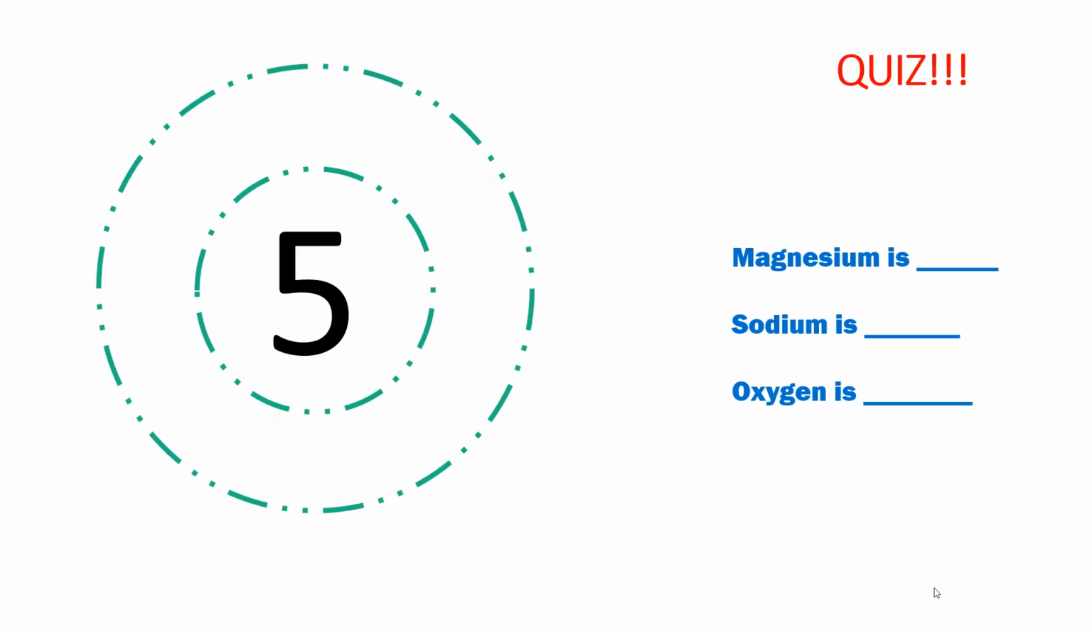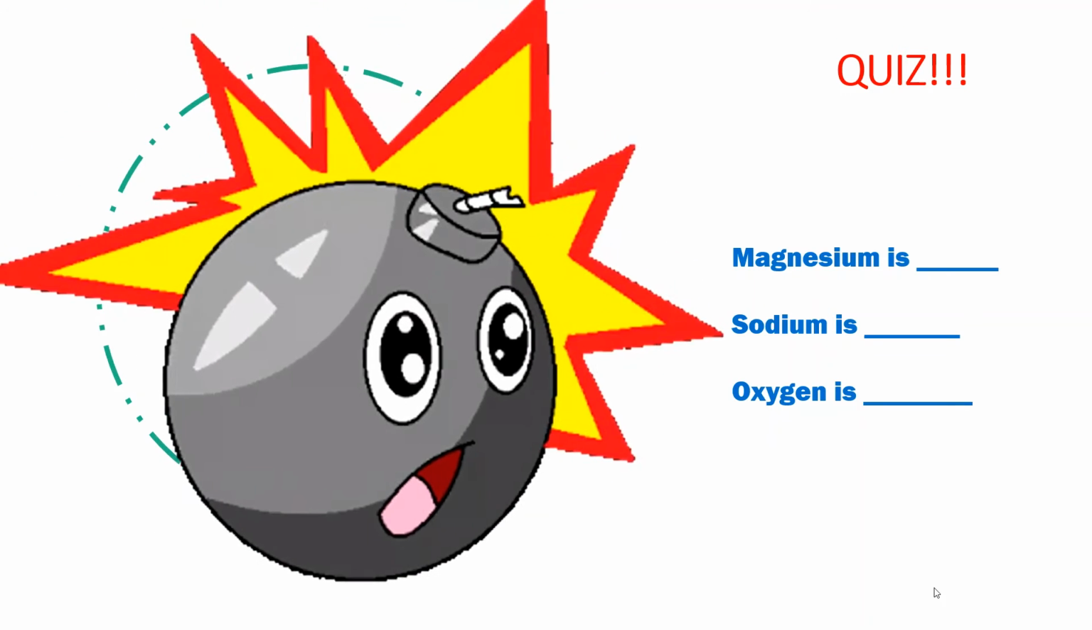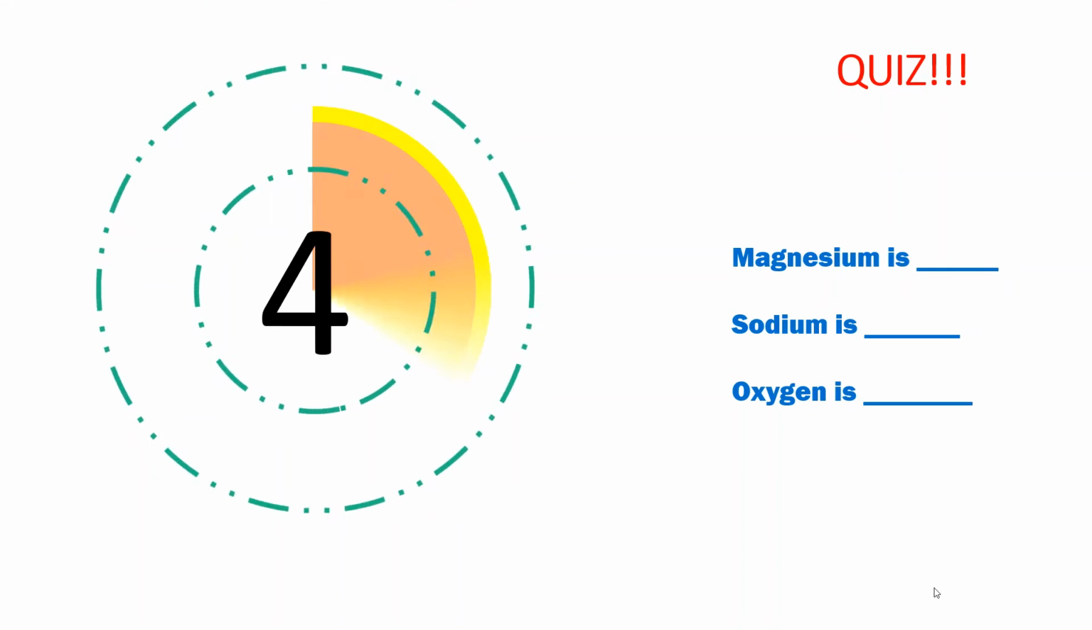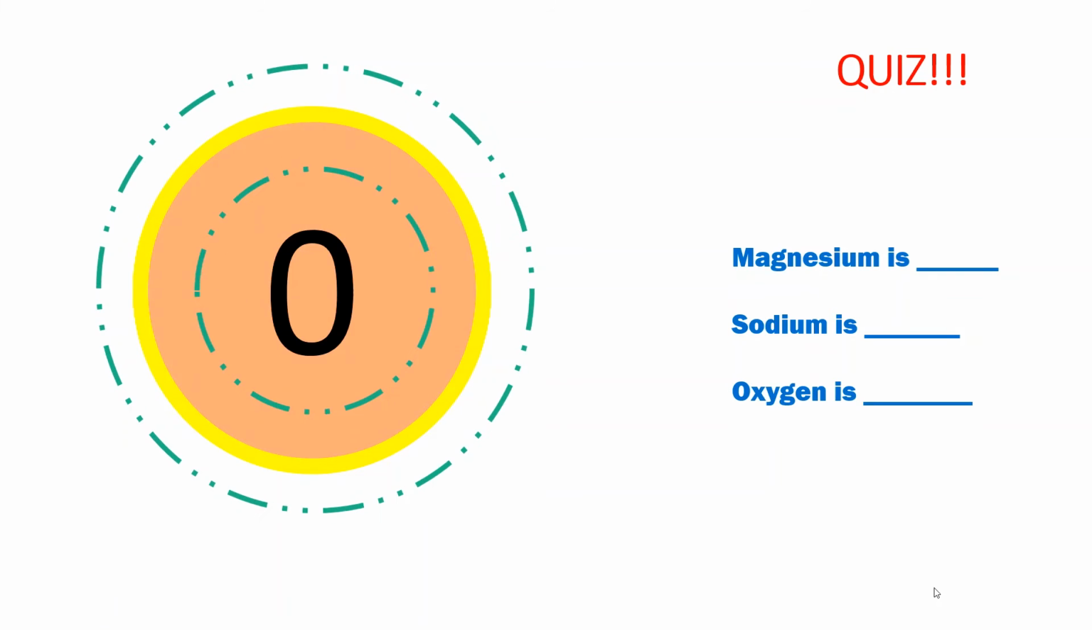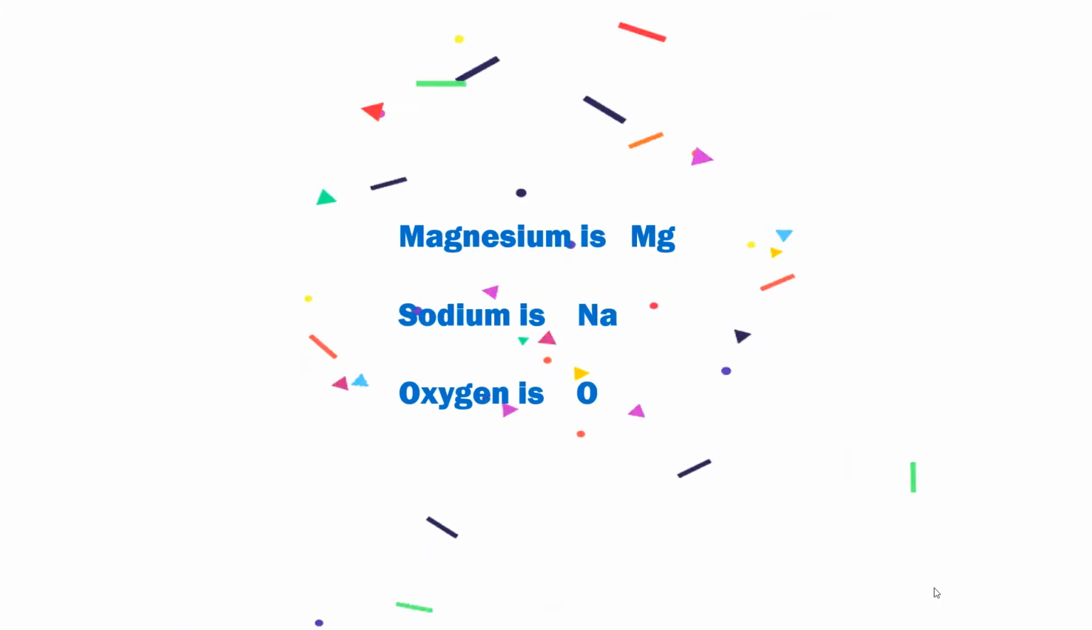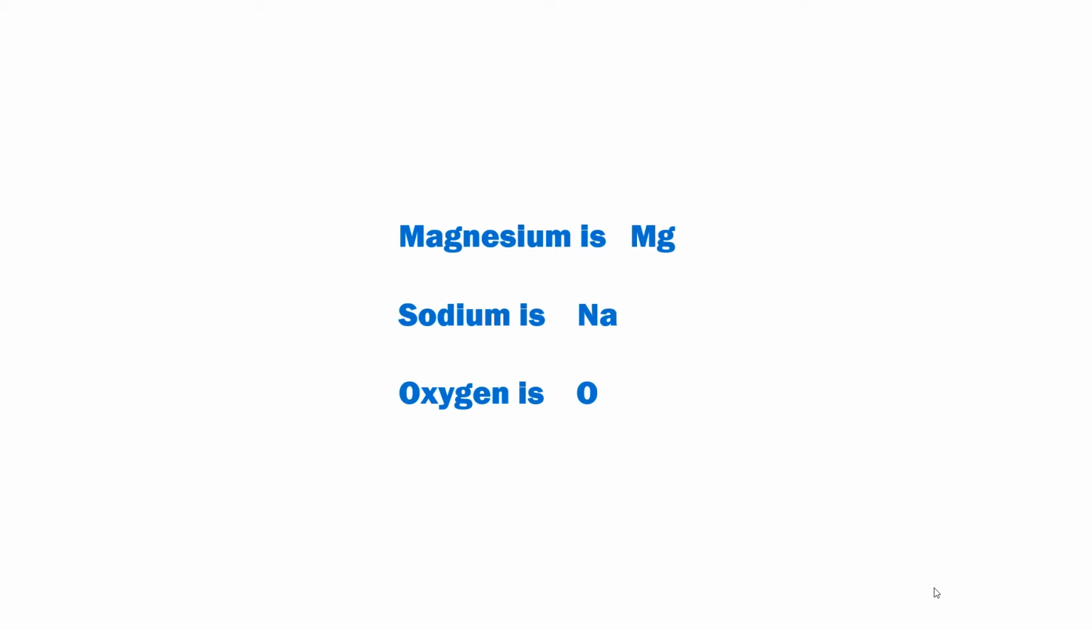Let's take a quick quiz. You have 5 seconds to write down the symbols of these elements. Time's up! Let's check. Did you get these right? Magnesium is Mg, sodium is Na, and oxygen is O.